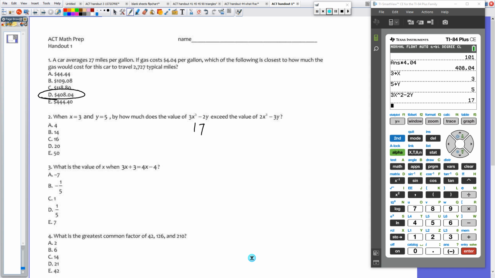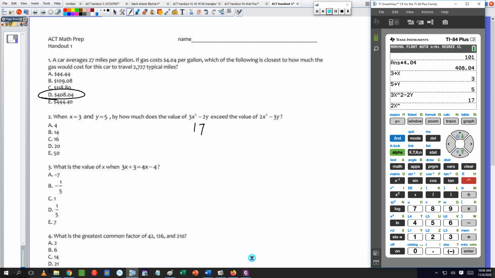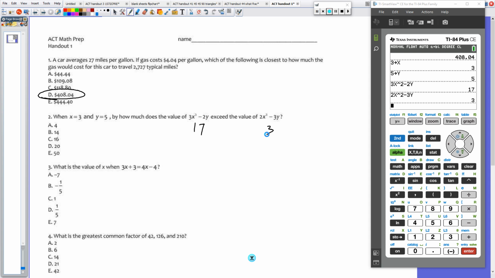Exceed the value of 2x squared minus 3 alpha. 17 and 3, the difference is 14. What is the value of x when? We can solve this. We're going to subtract 3x over here. That's going to give me 3 is equal to an x minus a 4. I'll add my 4 over. X is 7.